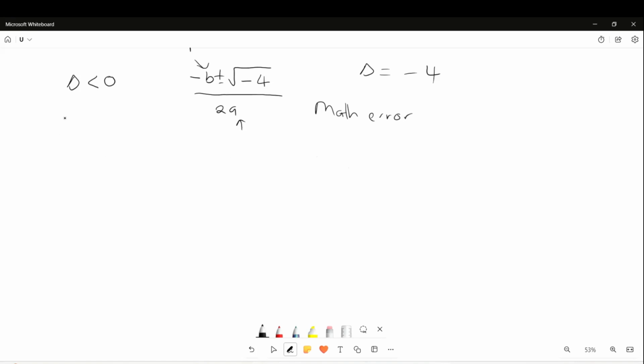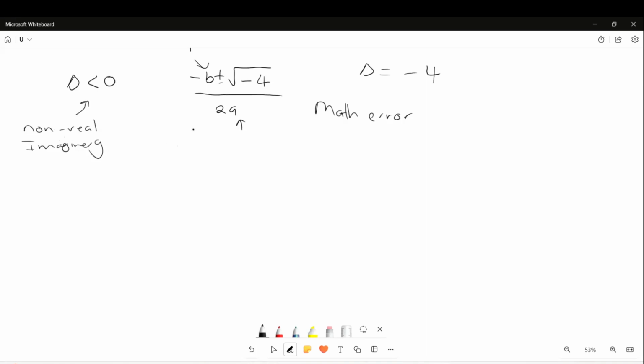So what does that mean? It means that the roots here are imaginary roots, right? You can say they are non-real, or they are unreal or imaginary roots, because you do not have any roots in that case. This will give you a math error, so you have no roots in that case.